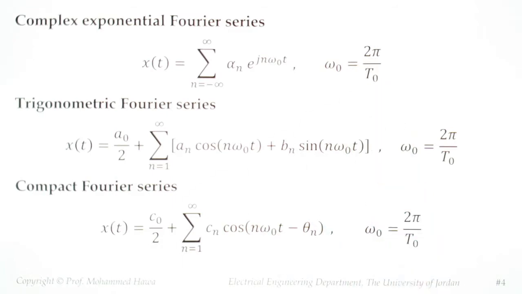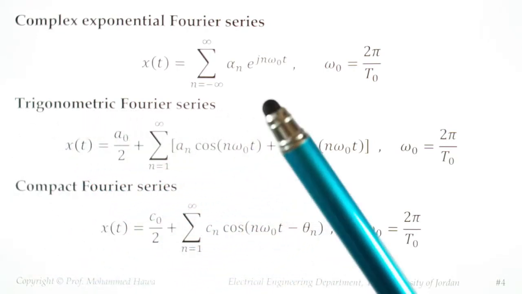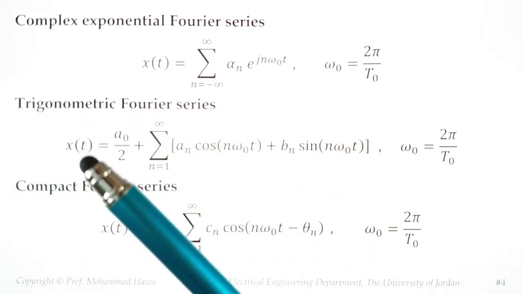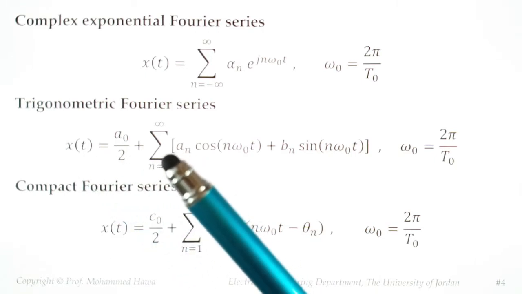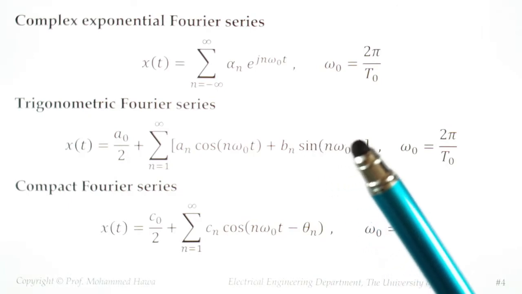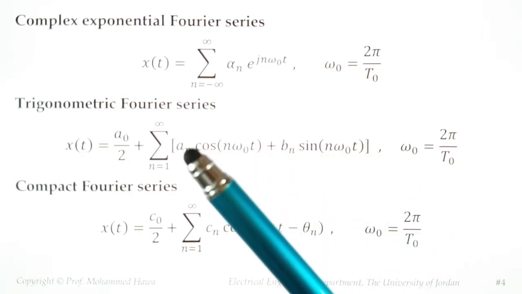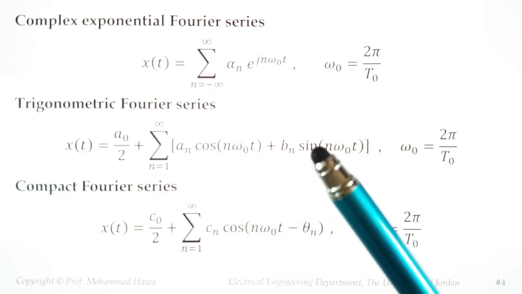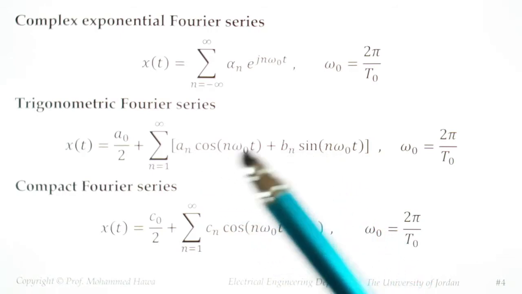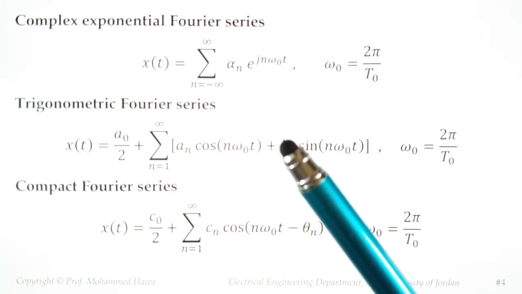Another way we can write the same concept is the trigonometric Fourier series form, where we write x of t as an infinite sum, but this time we use cosine n omega naught t and sine n omega naught t. This cosine n omega naught t is multiplied by a constant an, and this sine is multiplied by a constant bn. We call an and bn the Fourier series coefficients for the trigonometric form.